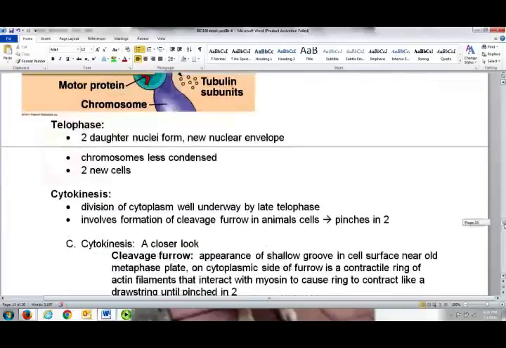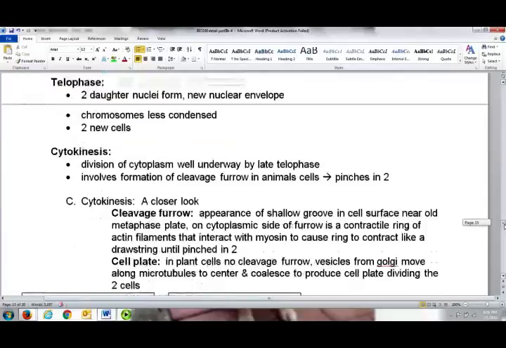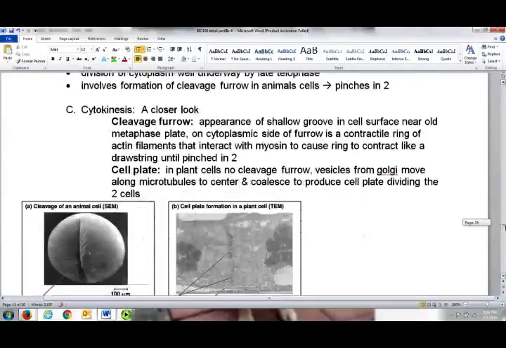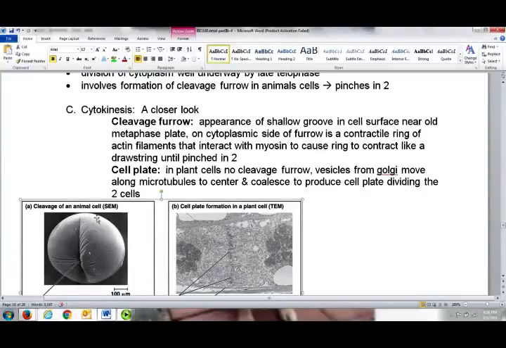So cytokinesis is division of the cytoplasm. It's usually well underway by late telophase. You're going to form the cleavage furrow in animal cells, which will allow it to pinch in two. So here is the cleavage furrow. It gives the appearance of a shallow groove in the cell surface. This is where the old metaphase plate was.